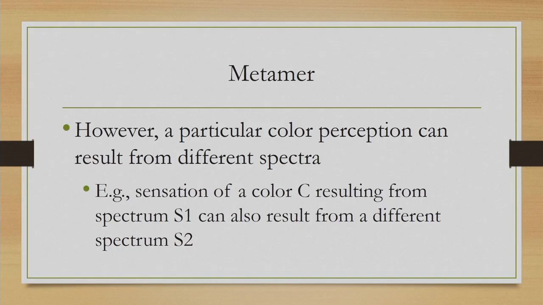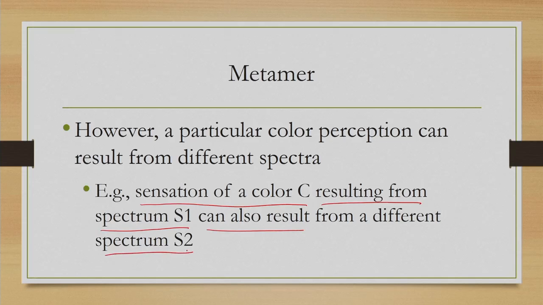But one thing we should keep in mind is that when we say we are getting a perception of a color, the underlying process need not be unique. In the eye it works in a particular way, because there are three cone types and these three types get excited in a particular way to give us the perception of color, but there can be other ways also to give us the perception of the same color. In other words, sensation of a color C resulting from spectrum S1 can also result from a different spectrum S2.